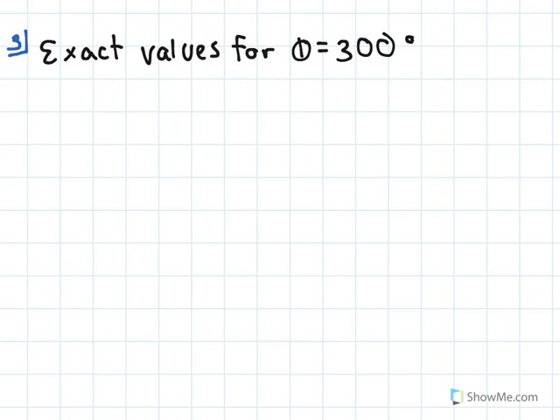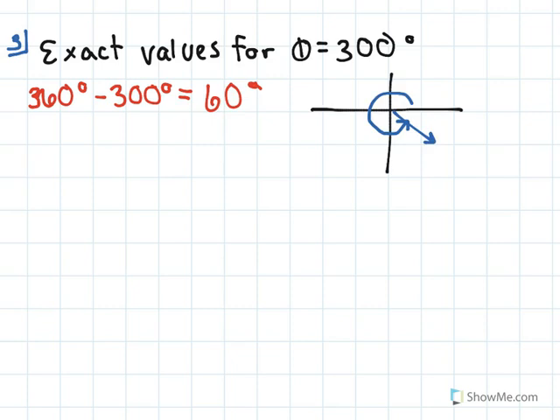In our third problem, we want to find the exact values for theta equals 300 degrees. So in order to do that, first we're going to want a reference angle for 300 degrees. And we can do that by saying 360 degrees minus 300 degrees, and that gives you 60 degrees. Just as a quick visualization, if we had 300 degrees, our reference angle is going to be this angle right here, which is why we subtracted 300 degrees from 360 degrees. It's also important to remember that with this angle, we're in quadrant 4.